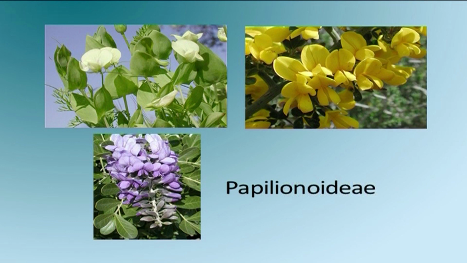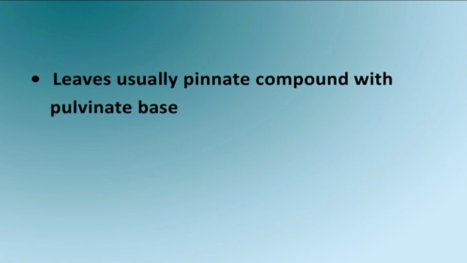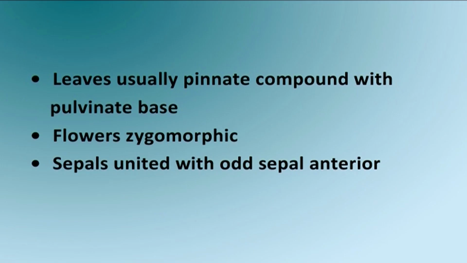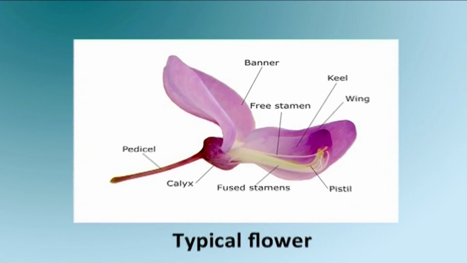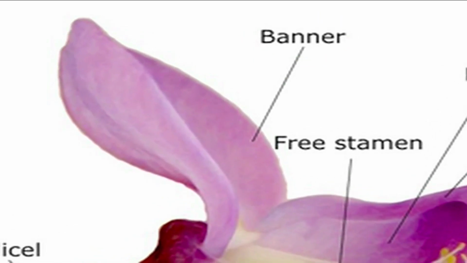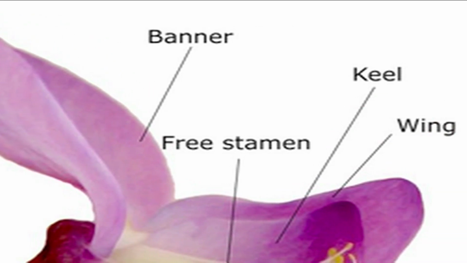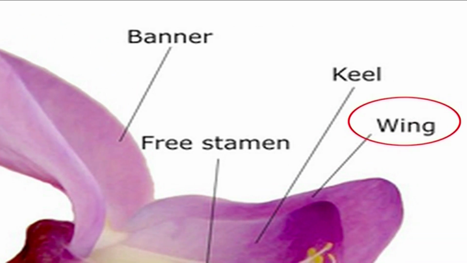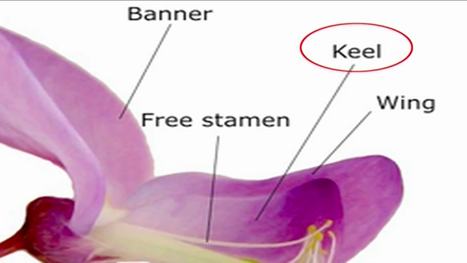Now Faboideae, which is also known as Papilionoideae. Leaves are usually pinnate, compound with a pulvinate base. Flowers are zygomorphic, sepals united with odd sepal anterior, corolla imbricate in bud, papilionaceous, that is, with 5 petals consisting of a large median, usually posterior petal called the standard, banner or vexillum, 2 lateral lanceolate and curved petals called wing petals or alae, and two anterior and distally fused innermost petals called keel petals or carina.